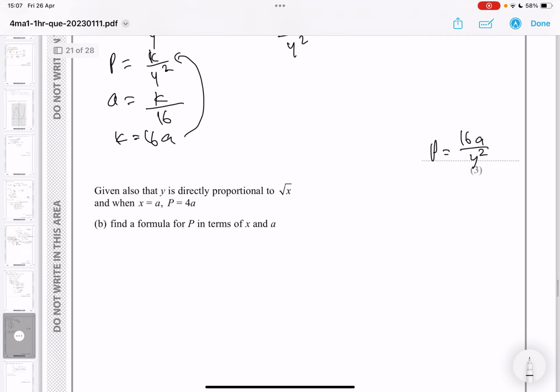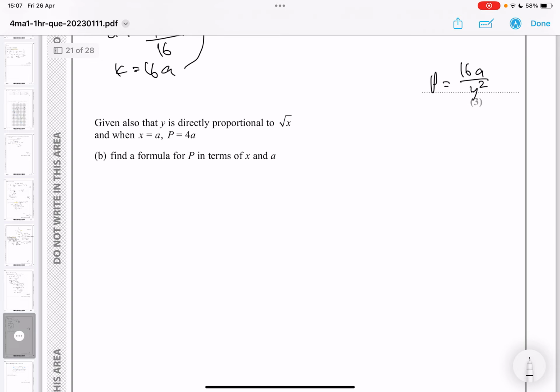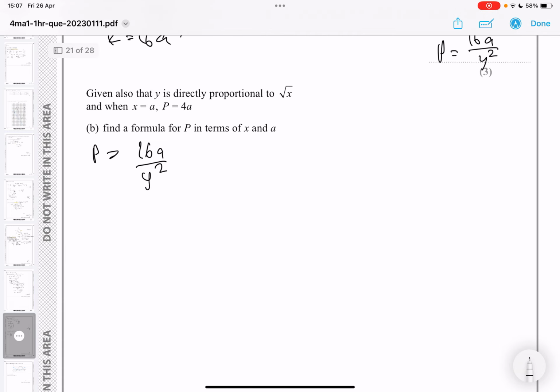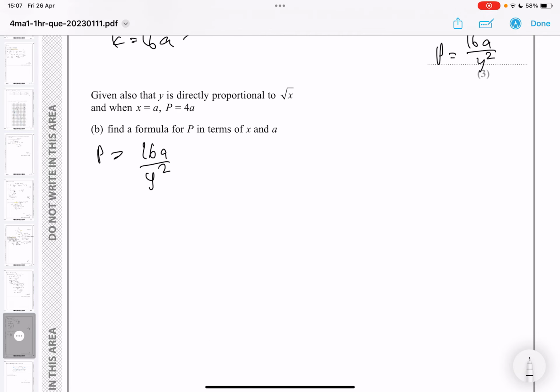Okay, next. Given also that y is directly proportional to root x, and when x equals a, p equals 4a, find a formula for p in terms of x and a. Okay, so we know we have to use this equation from part a: p equals 16a divided by y squared. So we know that y is directly proportional to root x.